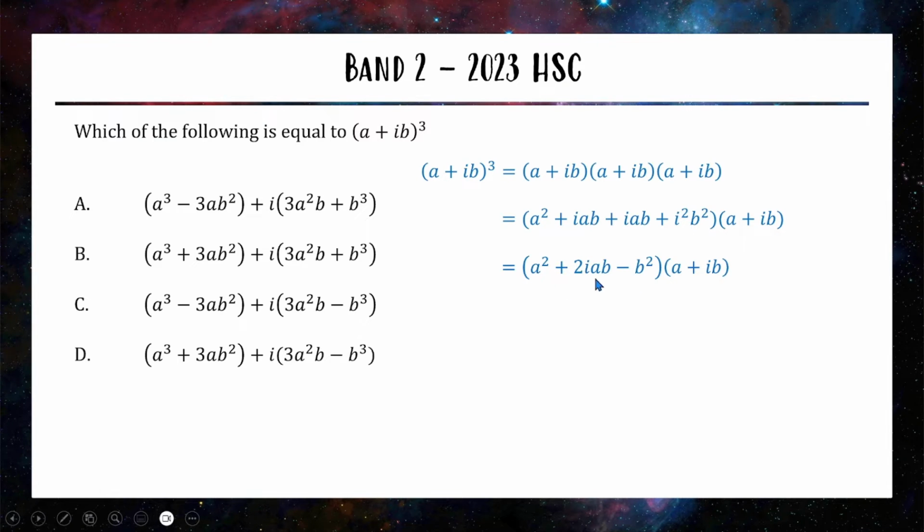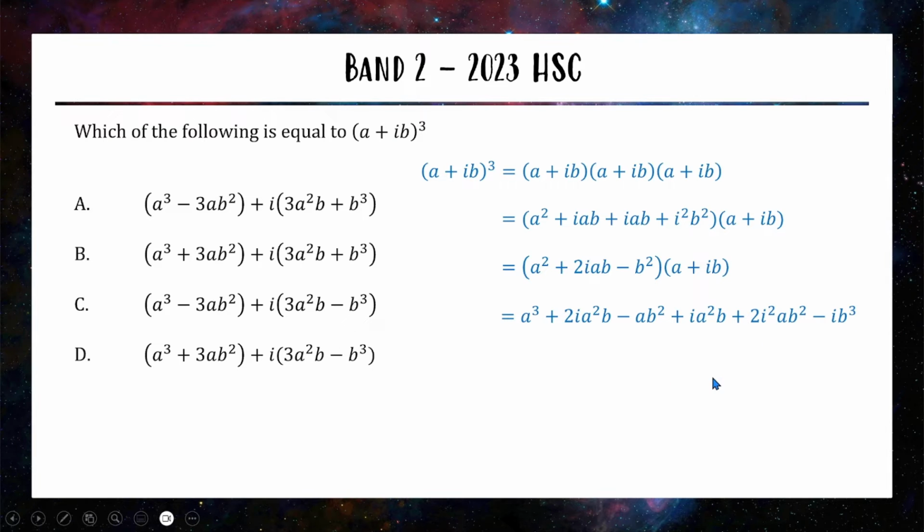Now we'll multiply everything in this bracket by a, and then multiply everything by ib, and then simplify and see what we're left with. So timesing everything by a, we get a cubed, 2a squared ib, and then ab squared here. Timesing everything by ib, we get a squared ib at the front. Then we get 2i squared ab squared in the middle. And on the end, we get ib cubed.